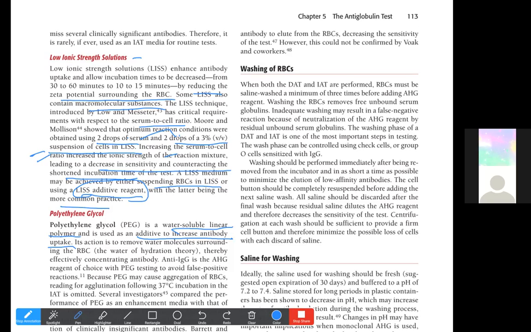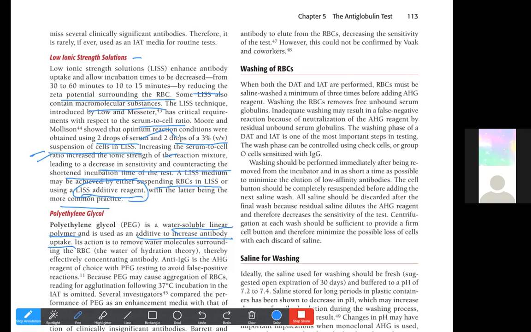With LISS, this also decreases the zeta potential. It is a macromolecule that causes the cells to move closer together, and it decreases the incubation time from 30 to 60 minutes to 10 to 15 minutes by reducing the zeta potential. Apart from albumin, once glycine is added, it becomes a low ionic strength solution, and it further decreases the incubation time from 10 to 15 minutes.